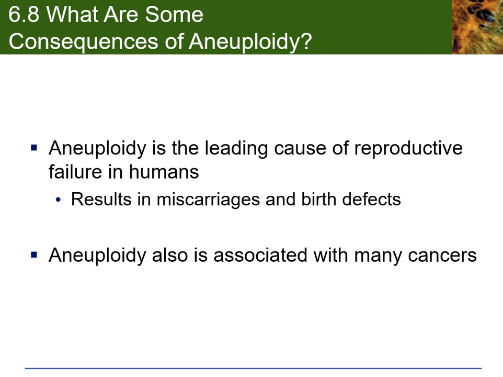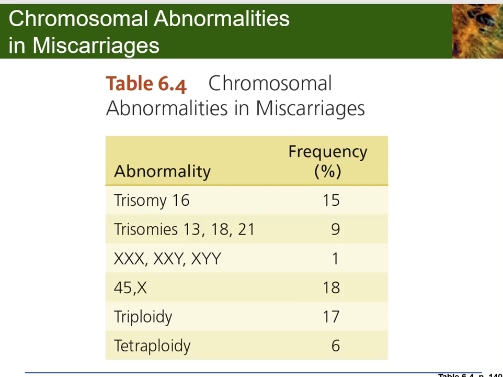What are some consequences of aneuploidy? Well, aneuploidy is the leading cause of reproductive failure in humans, results in miscarriages and birth defects, and is also associated with many cancers. Here you can see chromosomal abnormalities and miscarriages, showing the abnormality on the left side and what the percent frequency is on the right.